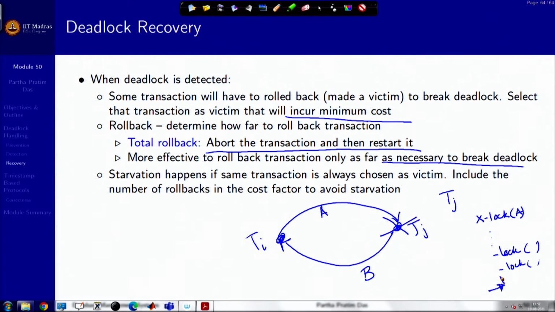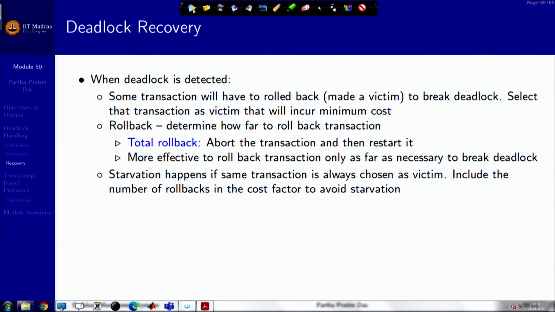So, at least you will have to roll back up to this point, because unless you release this lock, that deadlock cannot go away. So, if you roll back less, it is not enough, you still have the deadlock. But if you have gone to that lock point and released this and have done enough rollback in T j, it is sufficient. You do not need to always totally abort and roll back the entire transaction. So, these are the trade offs, different strategies that you can have.